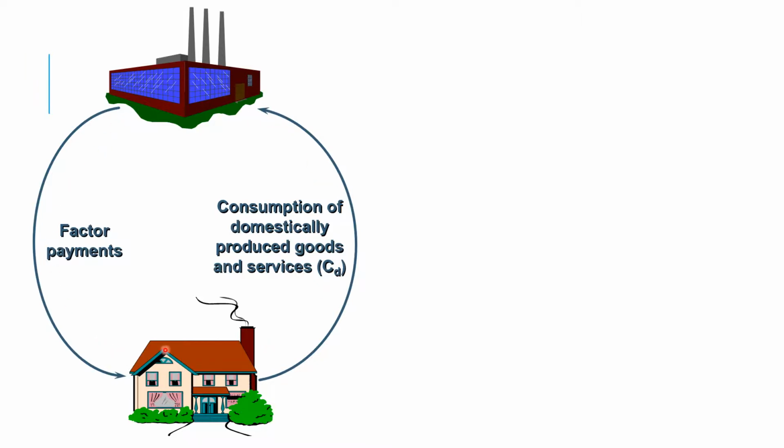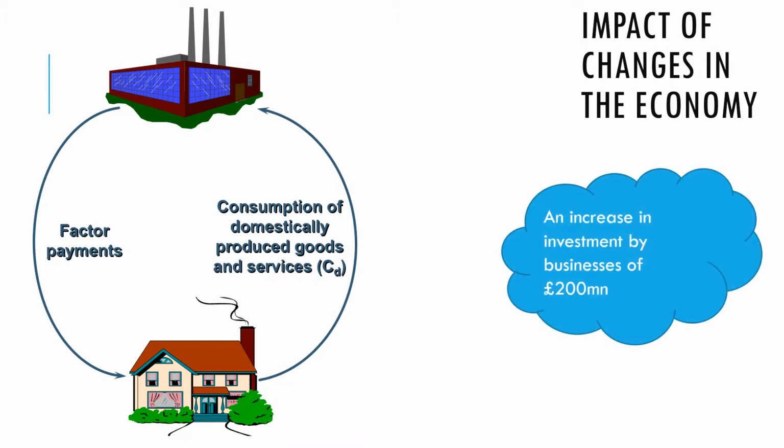Now, sometimes money might leak or be withdrawn from the economy through savings, tax, or imports, and sometimes money might be injected into this system through exports, government spending, or investment. And we can use this model to better understand what might happen given changes in our economy. So for example, if there was an increased investment by businesses of £200 million, we can use that to predict what would be the impact on GDP and use language to explain that.